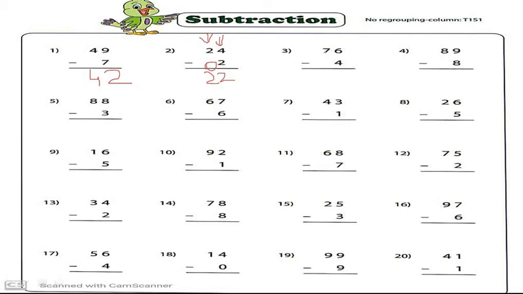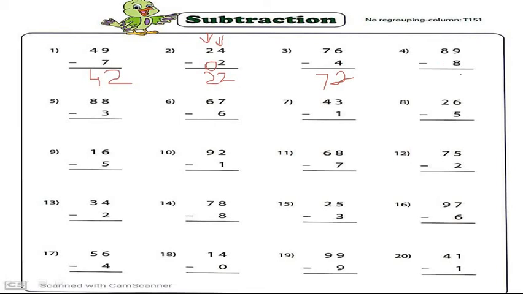Our next sum is 76 minus 4. Now what should we do? First of all, start counting from ones column. 6 minus 4. If we subtract or cut 4 from 6, we get number 2. And 7 minus 0, we get the same number, 72. If we subtract 4 from 76, we get 72.